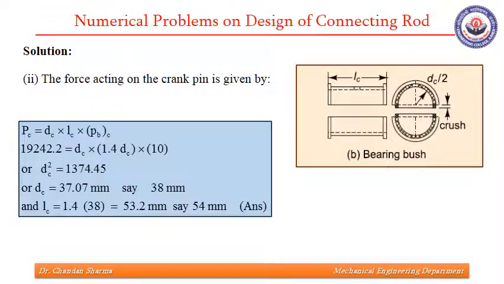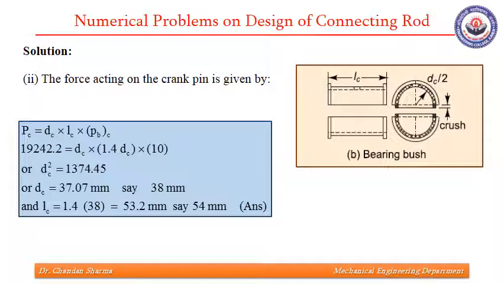Similarly, we can find the dimensions of the big end bearing also. This is the length of the big end bearing, and this is the diameter. So PC is given by DC into LC, which is the projected area of the big end bearing, times PPC, the permissible bearing pressure for the crank pin bearing.